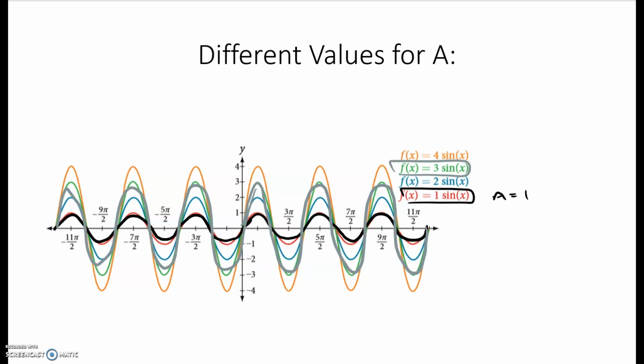Okay, now if it was compressed, so say we had f of x is equal to 1/2 sine of x. Well, that means that it'd be half of the height of our original 1 sine x. So it would be somewhere like right in here. It'd be right below our original function.